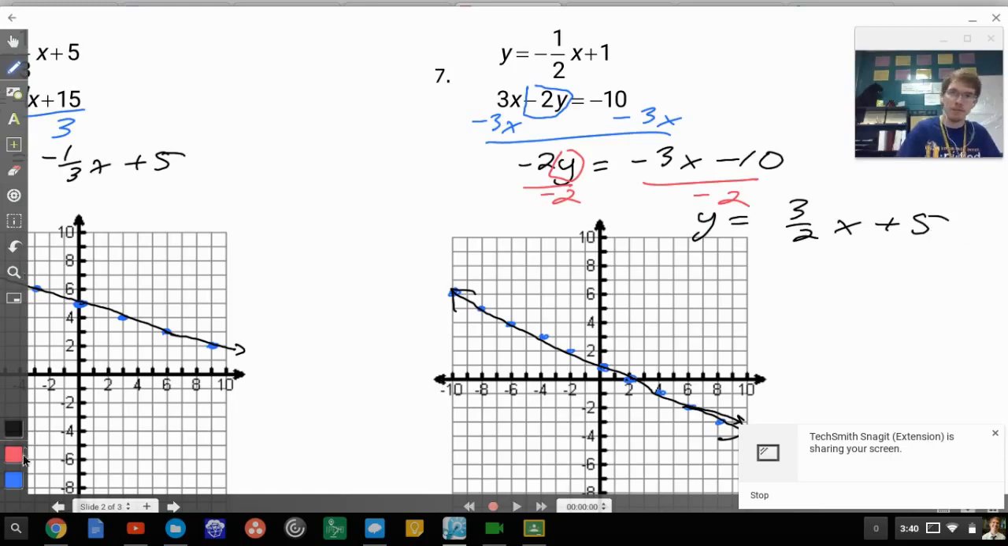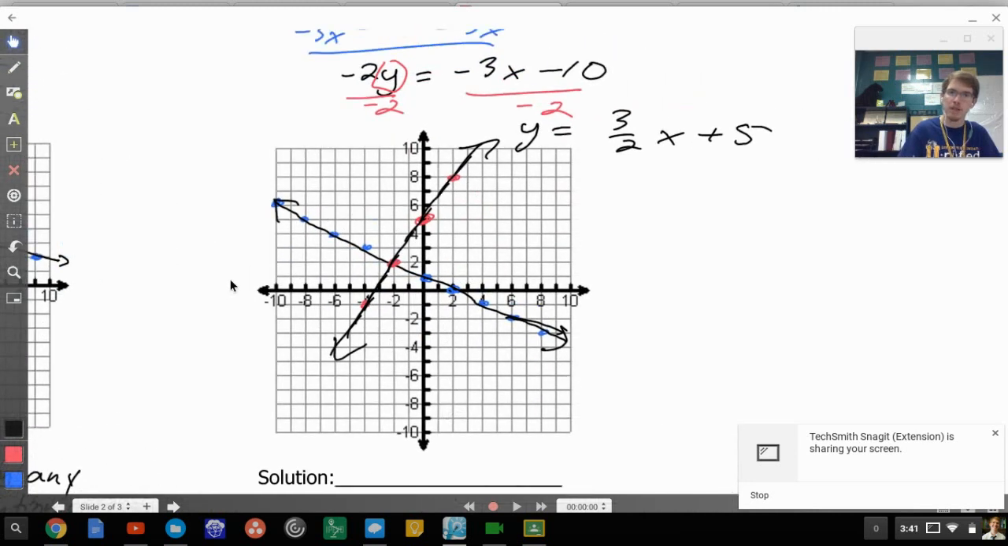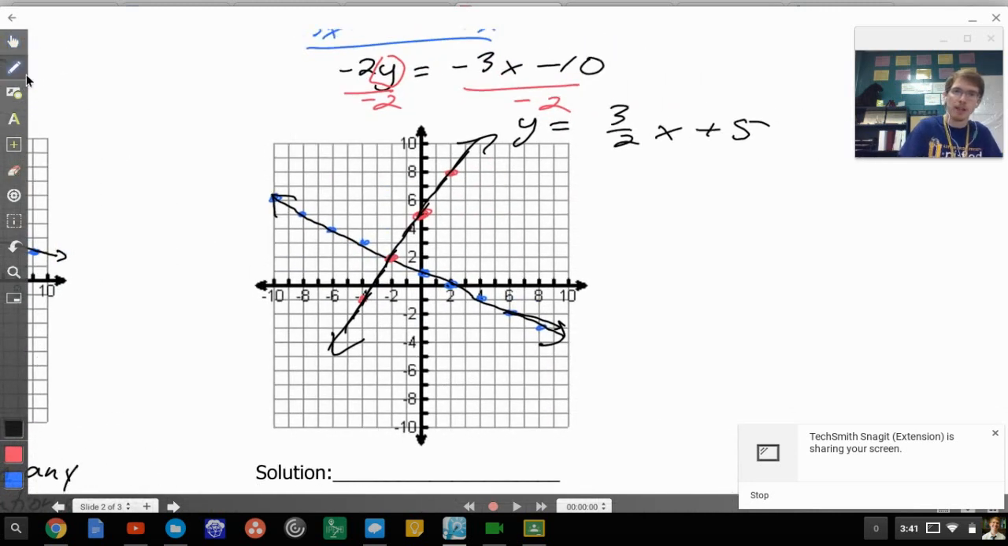All right, so start at plus 5, 3/2 is up 3, over 2, or down 3/2. As I said before, the points are what matter because that's how we're going to see where these two intersect. They intersect right there, which is at (-2, 2).